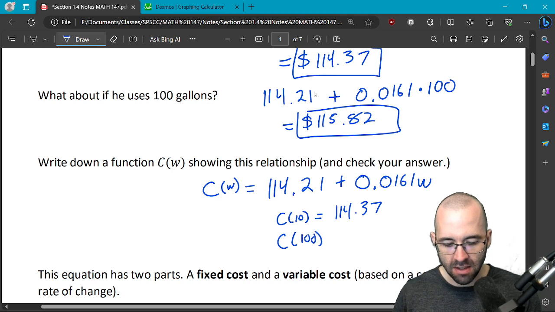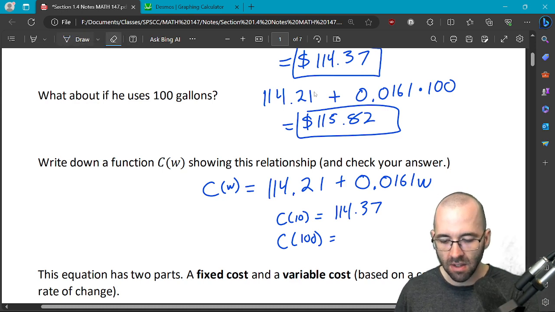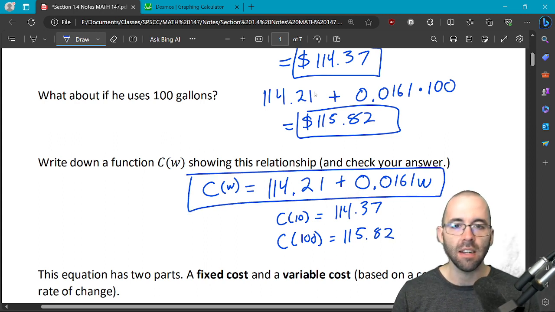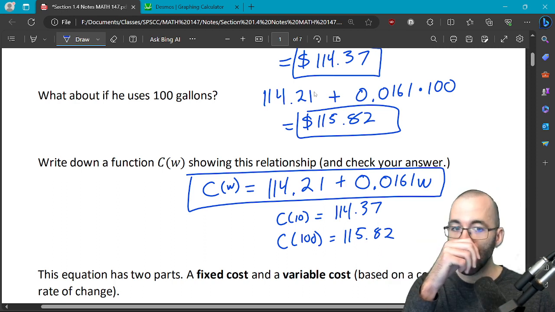C of 100, yeah, it's going to be the same thing we got up there, right? If you plug in 100 for W, everything else is the same. So you're still going to get this when you type it into a calculator. So this is indeed the function that shows the relationship between how many gallons of water I use and my monthly bill.